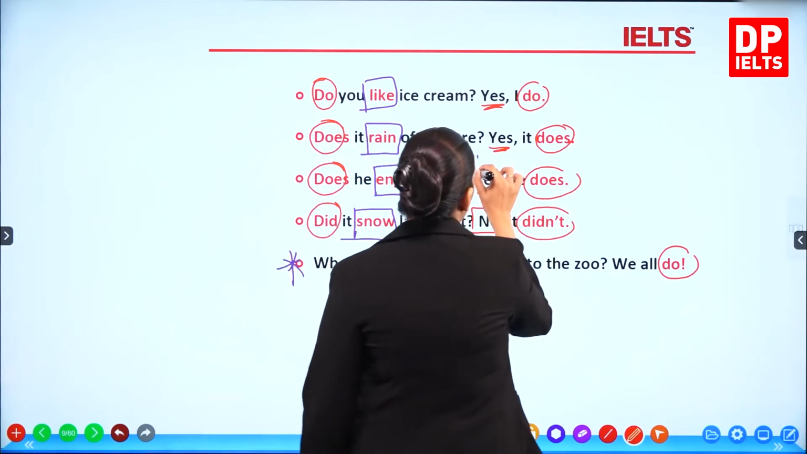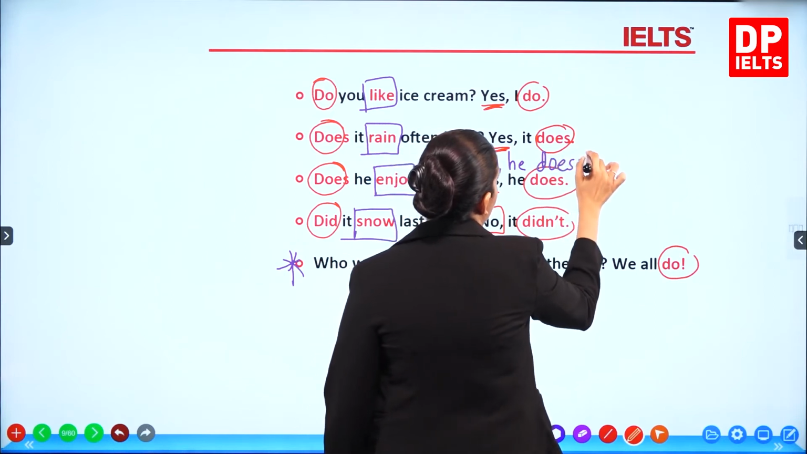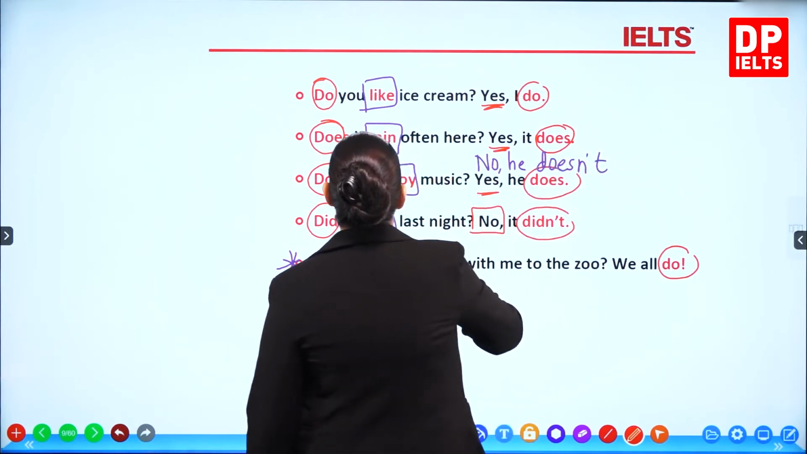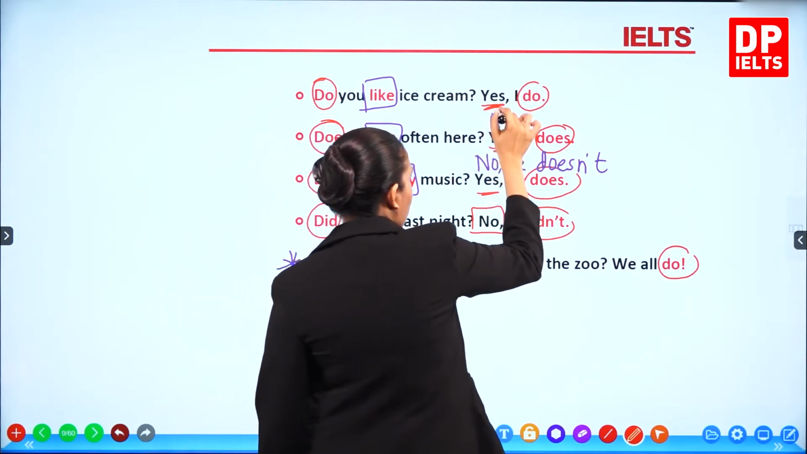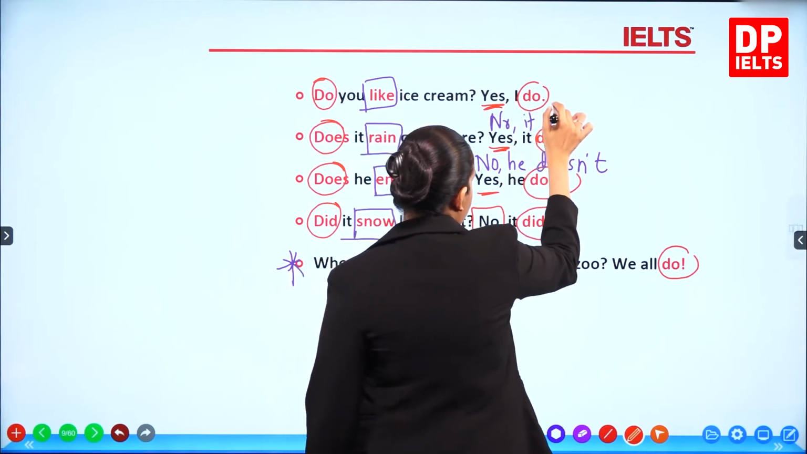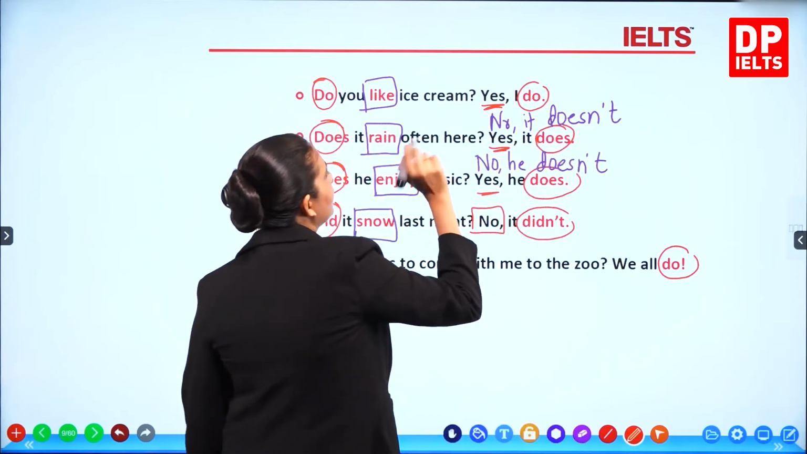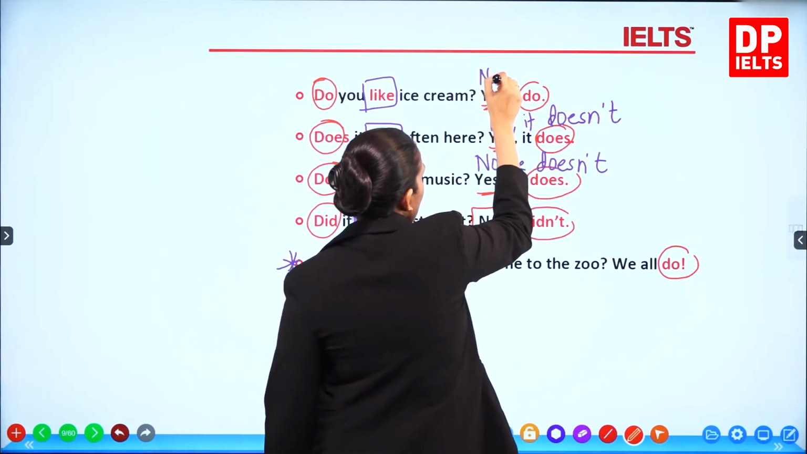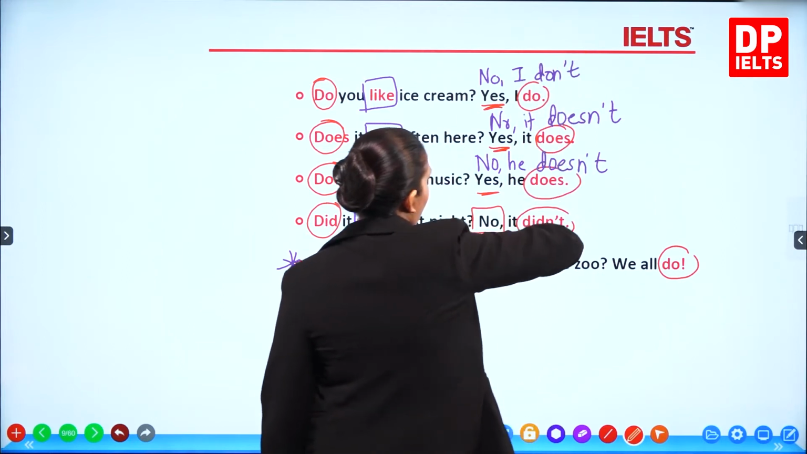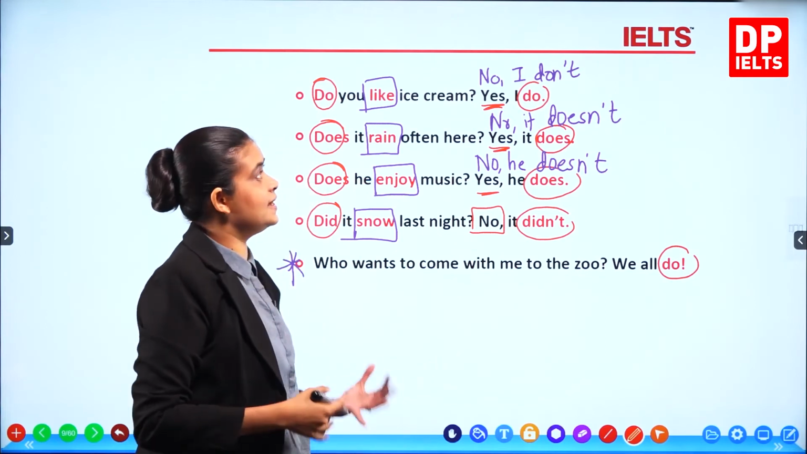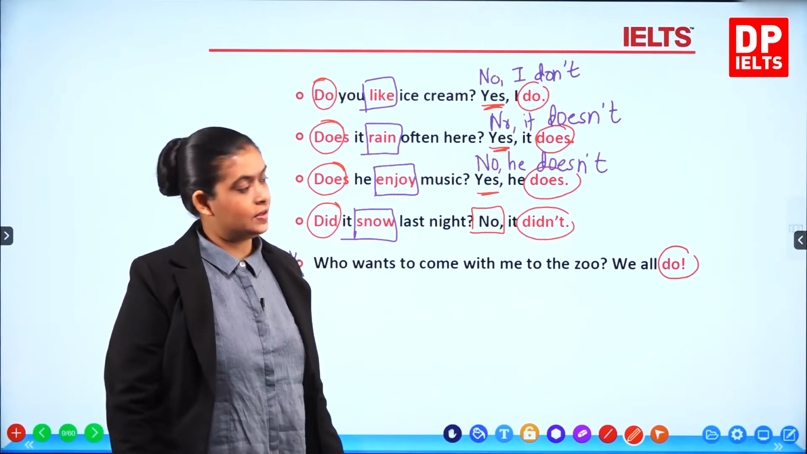Let's turn it negative. Does he enjoy music? No, he doesn't. Does it rain often here? No, it doesn't. Do you like to eat ice cream? No, I don't. Right? So basically, if it is a negative, if you say no, then the negative form comes.